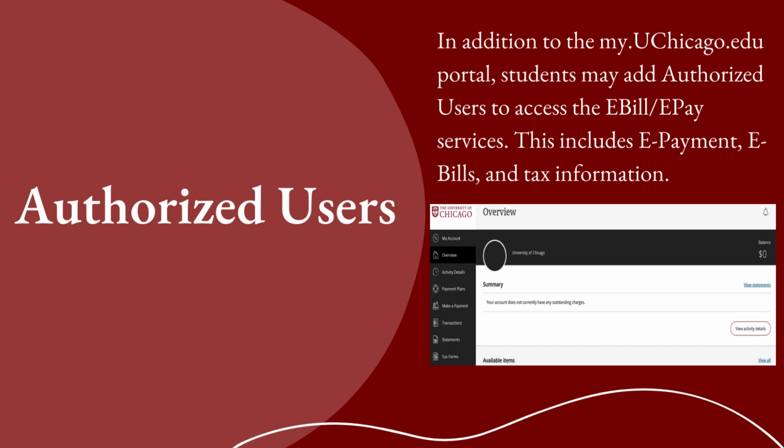Students may add authorized users within the My Account section of their student portal. All students and authorized users have access to the eSuite of online services. This includes e-payment, e-bills, statements, payment plans, and tax information. You'll access the e-bill under Statements and sign up for the quarterly installment plan within the Payment Plans section and create your payment profiles in My Account.